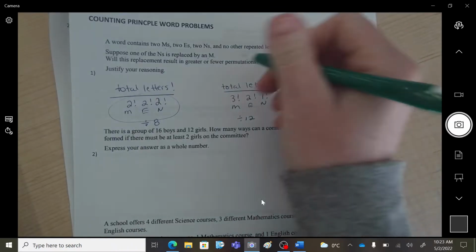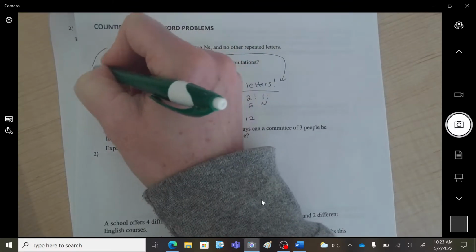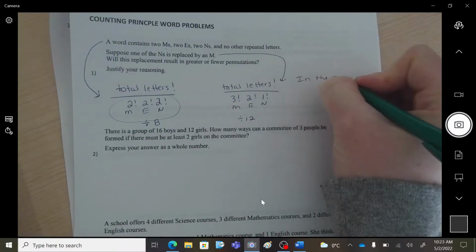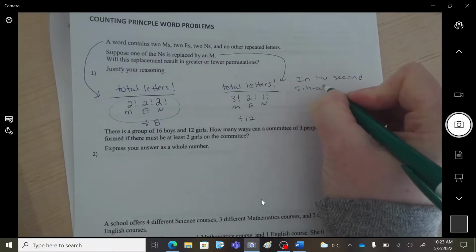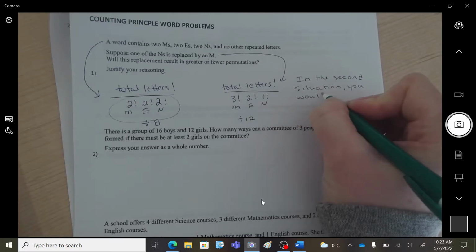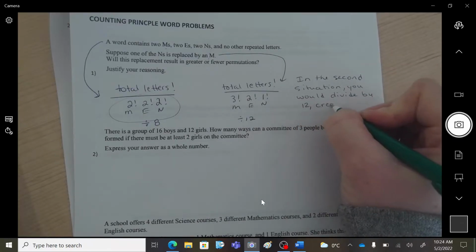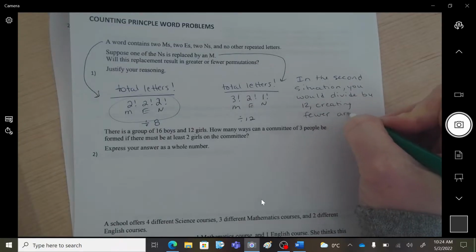So let's see the situations. In the second situation, you would divide by 12, creating fewer arrangements.